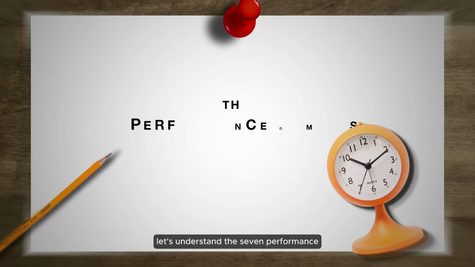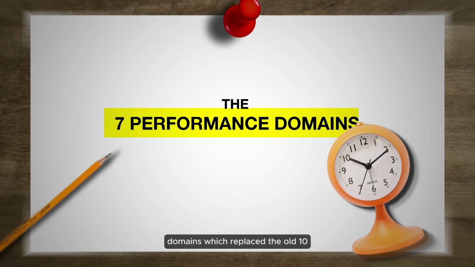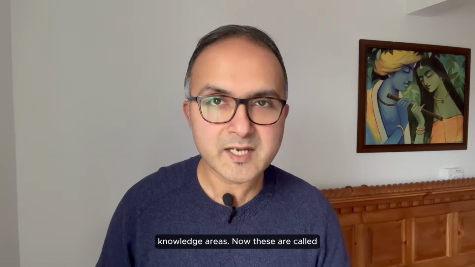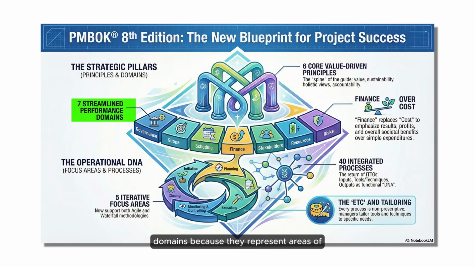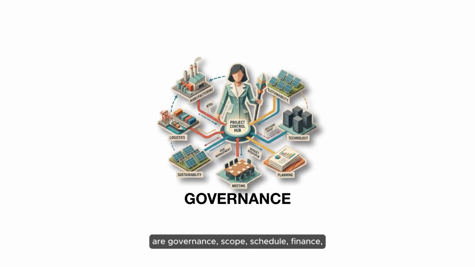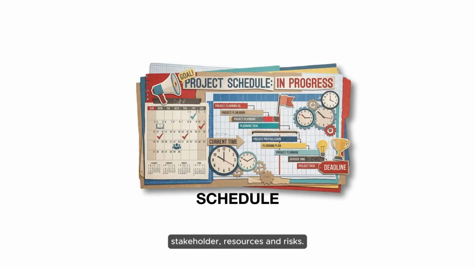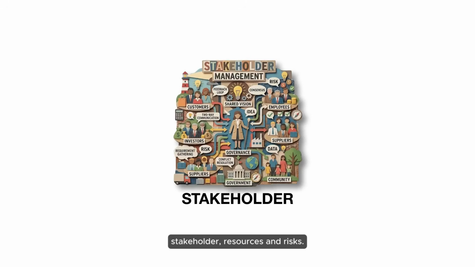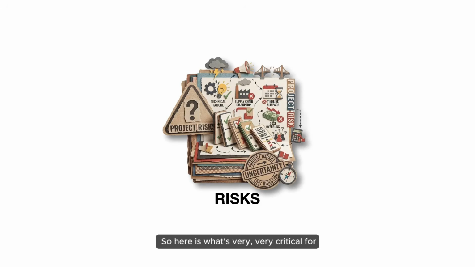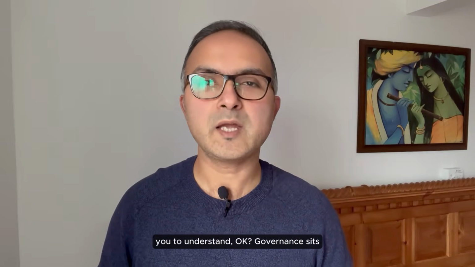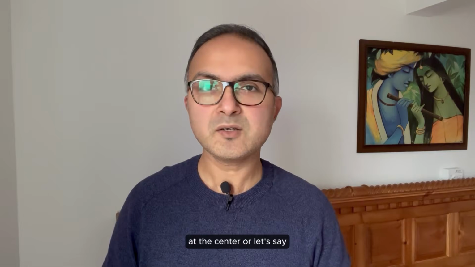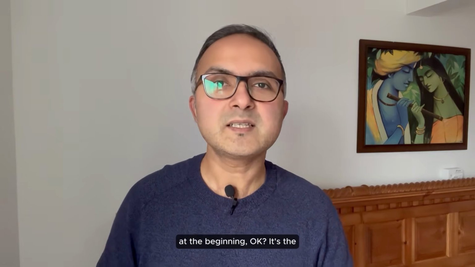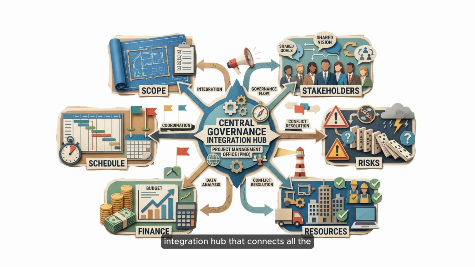Moving on, let's understand the 7 performance domains, which replaced the old 10 knowledge areas. These are called domains because they represent areas of activity, not isolated knowledge silos. So the 7 domains are governance, scope, schedule, finance, stakeholder, resources, and risks. Here is what's very critical for you to understand: governance sits at the center, or let's say at the beginning. It's the integration hub that connects all the other domains together. Think of it like this.